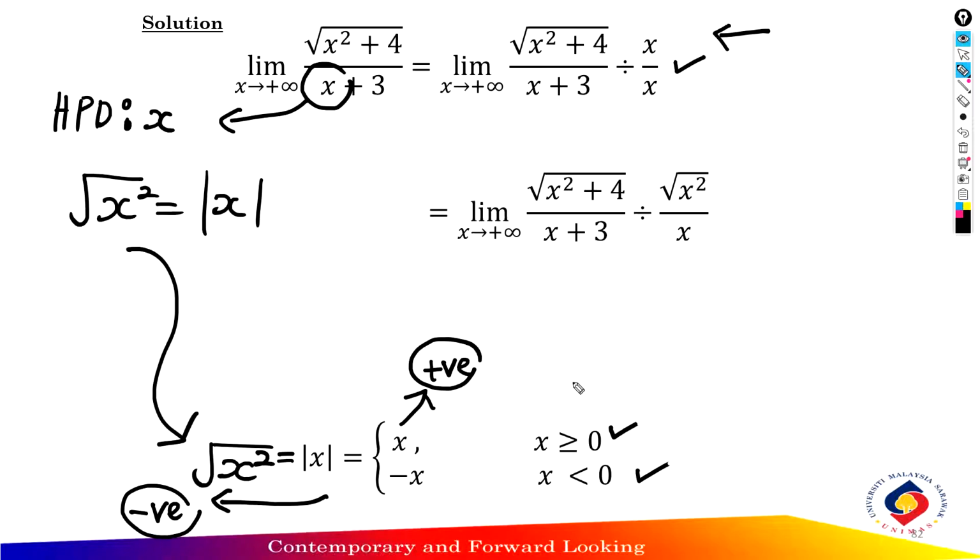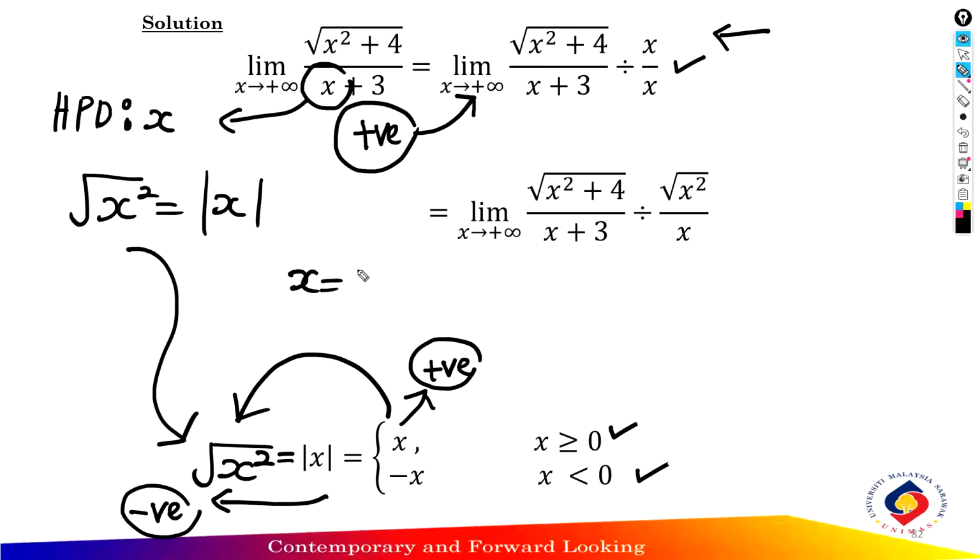Okay, so for this question, the limit as x approaches positive infinity, you check the sign of the infinity, so here it is positive. When x goes to positive infinity, we know that x is greater than 0 and positive. So we replace the value of x with √(x²). So here x equals √(x²).